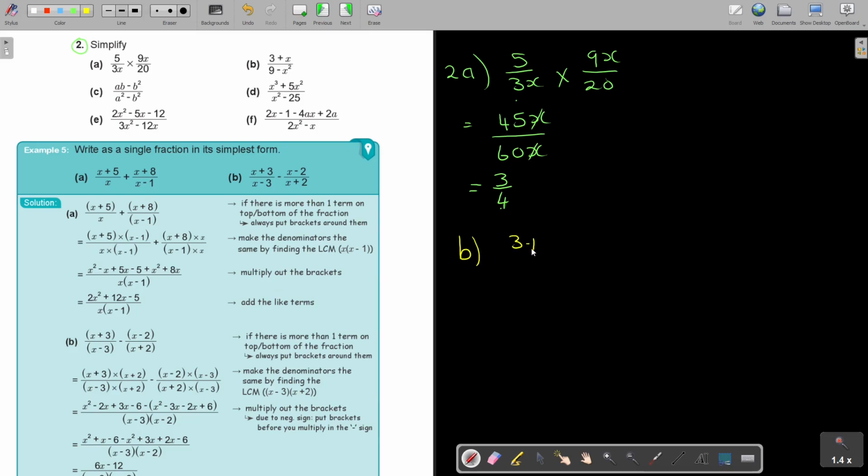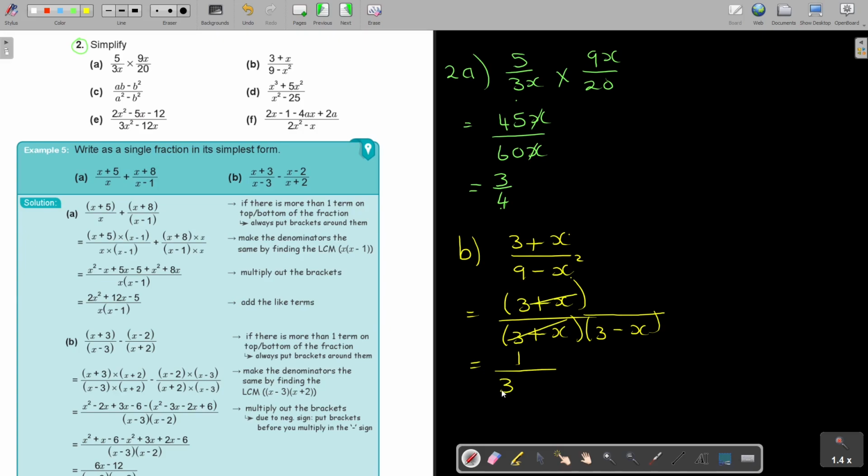Let's continue with number B. So 3 plus x and then 9 minus x squared. Remember, 2 terms, 2 terms. Now, I can just put a bracket on top and make it 1 term because I see it's a difference between 2 squares. So 3 plus x, 3 minus x, and I cancel, and it's 1 over 3 minus x. And that's your answer. Okay, let's go to the next one, number C.